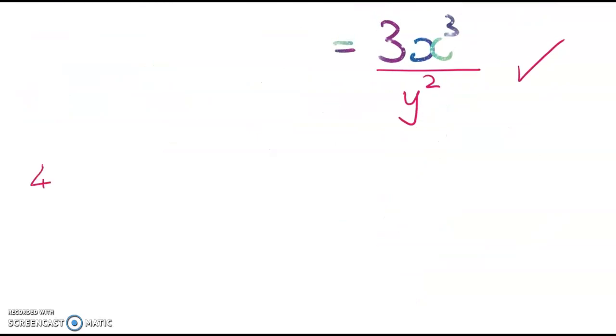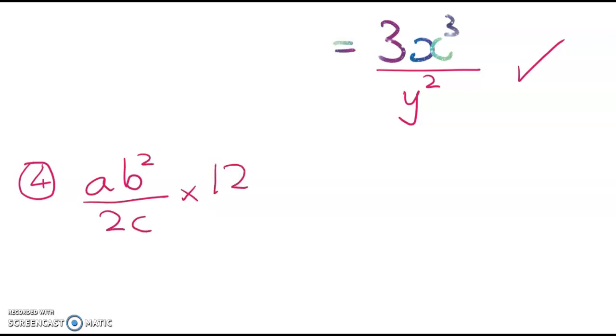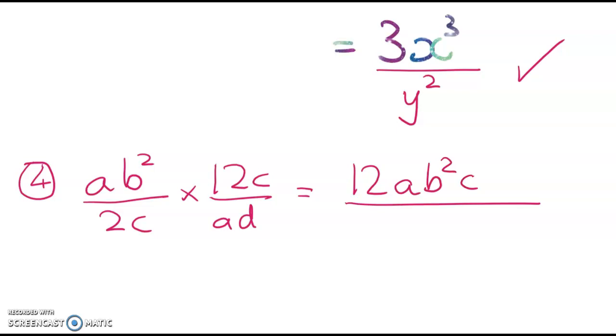Okay, now on to number 4, and this is where I'm going to use both methods of simplifying. So we've got ab squared over 2c times 12c over ad. I guess the starting out way is just to chuck everything in together, right? Multiply the numerators and we get 12ab squared c. Multiply the denominators and we get 2acd.